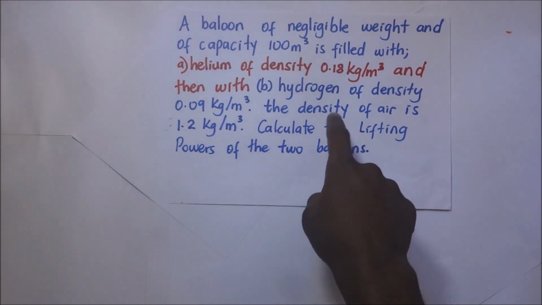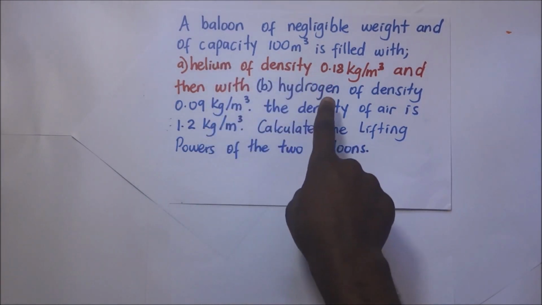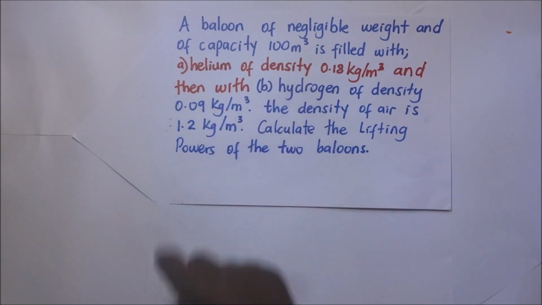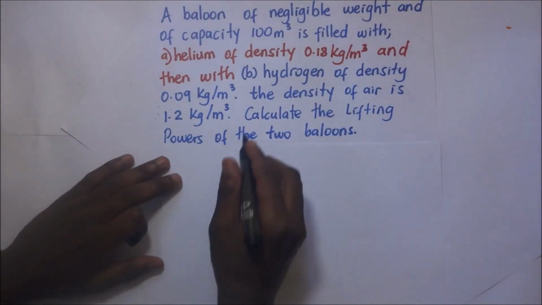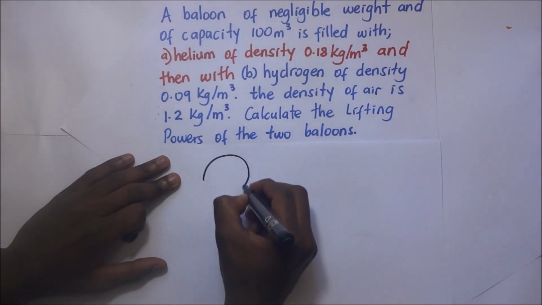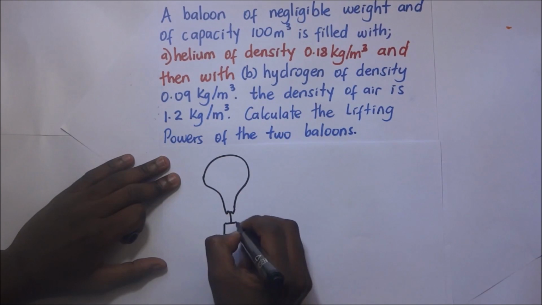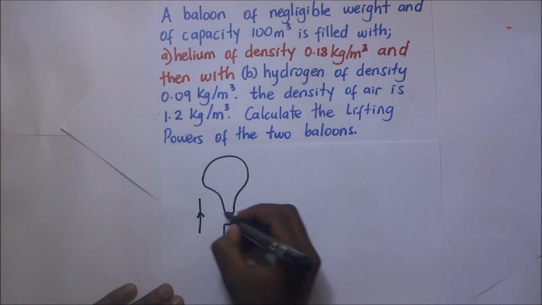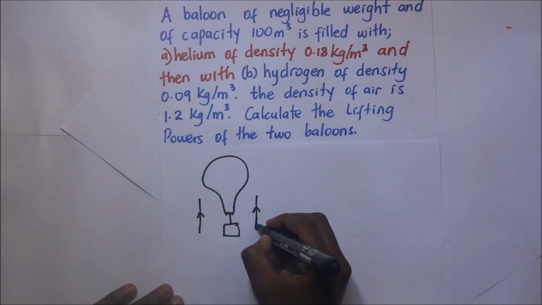So we shall first calculate the lifting power on the balloon when it is filled with helium, then when it is filled with hydrogen. So let's begin with part A. I like summarizing my questions using diagrams. So let's assume this is the balloon we are talking about. It is experiencing an upthrust force acting on it right there. So we are going to first find that upthrust force.